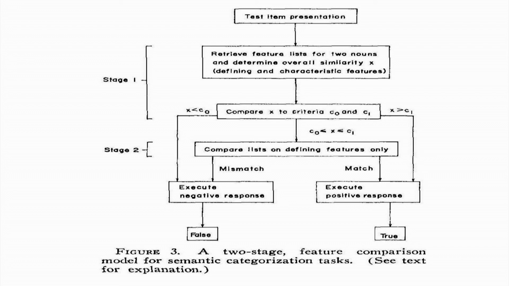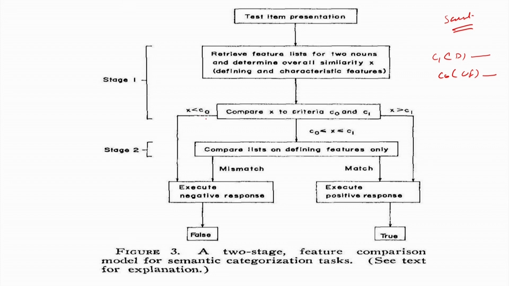According to the feature model, the first step is the presentation of an item. When I show you a new item, a test presentation is there and we retrieve features as a list of two nodes. Basically C1 is the defining feature here and C0 is the characteristic feature of a particular thing. I present a Saint Bernard to you and ask you to verify whether a Saint Bernard is a mammal or not. In stage 1, you gather all the features, the characteristic and the defining features of Saint Bernard, then compare x to the criteria C0 and C1.